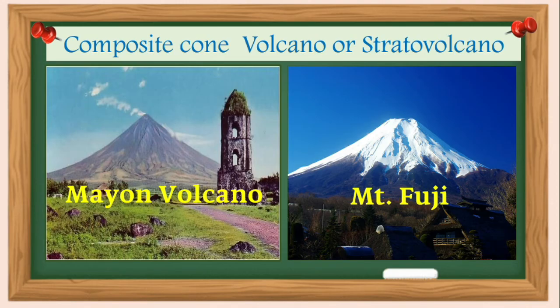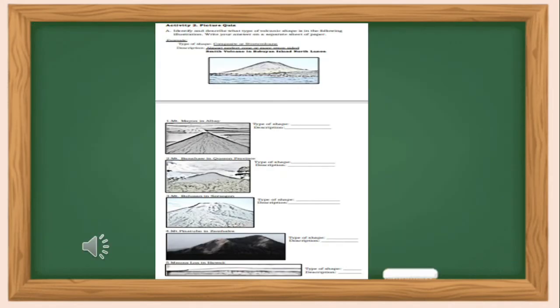This time around, let's see how well you understand the lesson by doing Activity 2-A in your module. Identify and describe what type of volcanic shape is in the illustration. Write your answer on a separate piece of paper. Please start.